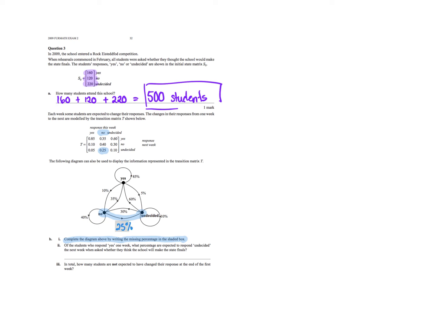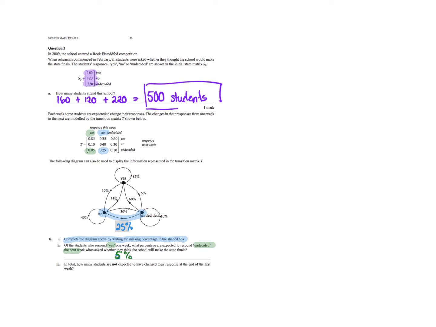okay? So the next question, of these students who responded yes one week, so of the ones who responded yes, what percentage are expected to respond undecided the next week? So you're at yes and you want to go to undecided. There it is. So they want it as a percentage, not a proportion. So I changed that 0.05 to 5%.